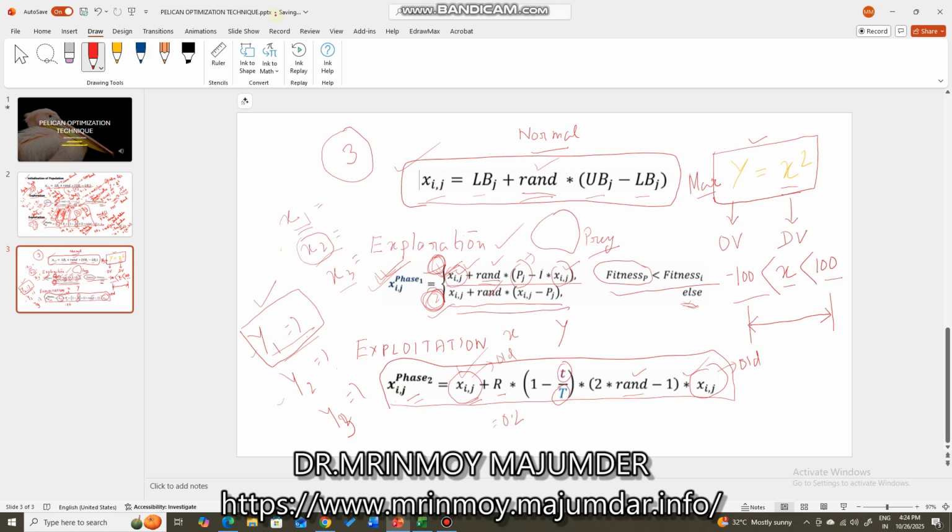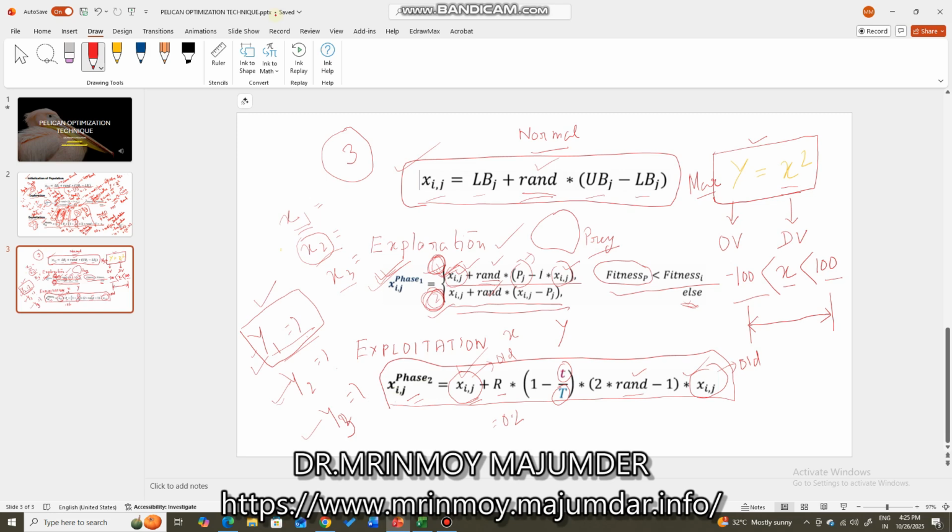Simple. Okay, so after this exploitation you have 3 new values of x for the 3 agents you have, and accordingly you again try to find out y for the three agents. Compare: the agent with the maximum value of y wins. So that is the optimal y, and the corresponding x is the optimal value of x for which y will be optimal. Now you can continue this up to 100, 1000, 10,000 iterations as you will.